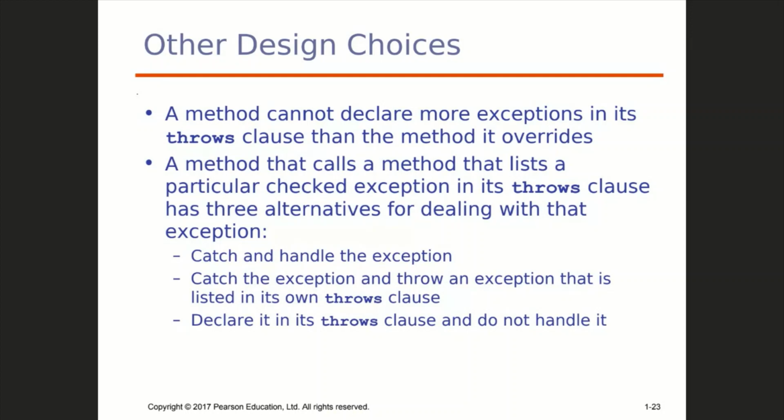The declaration of exceptions in the throws clause always comes in the method heading, using the keyword throws. A method that calls a method that lists particular checked exceptions in its throws clause has three alternatives for dealing with those exceptions. So what are the three alternatives? Let me first recall the throws. In the method heading, you are declaring the exceptions. That is the idea of throws.